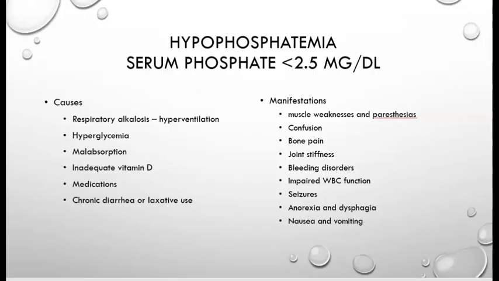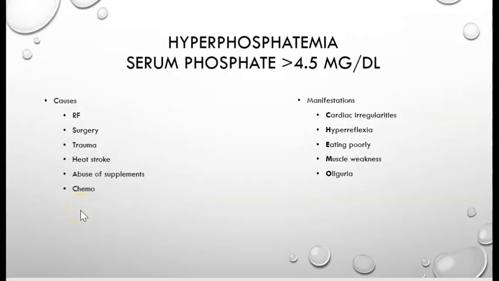And then you can see some of the manifestations over there on the right. So muscle weakness, paresthesias, confusion, bone pain, joint stiffness, bleeding disorders, impaired WBC function, seizures, anorexia and dysphagia, and of course nausea and vomiting. And I want you to think about why some of these would happen.